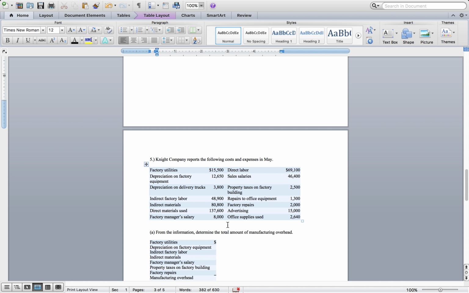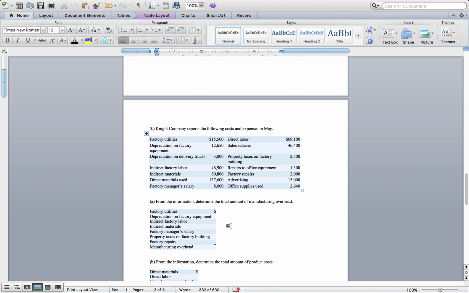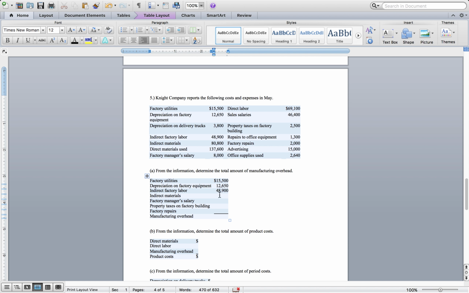Okay, next one. Number 5 says, from the following information, determine the amount of manufacturing overhead. Let's see what goes into overhead. Well, we'll start with our factory utilities, which is $15,500. Next we have depreciation on factory equipment, $12,650. Continue on now. My indirect factory labor, that's going to be $48,900. Indirect materials, that'll be $80,800. Factory manager salary, that'll be $8,000.